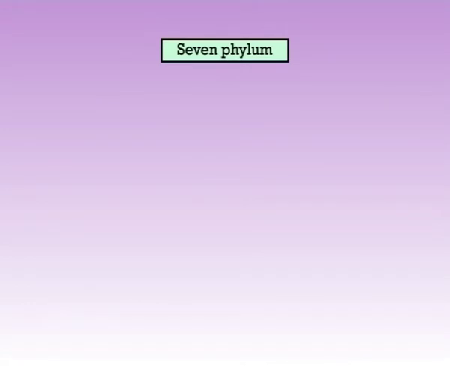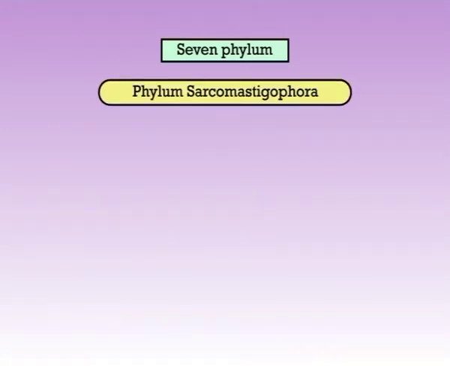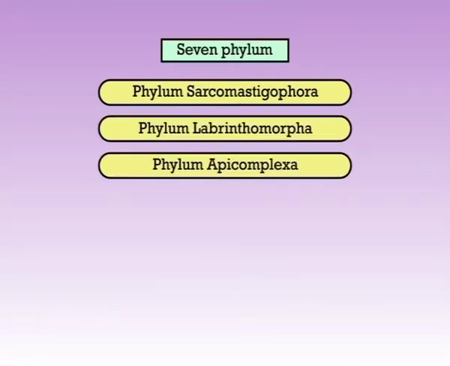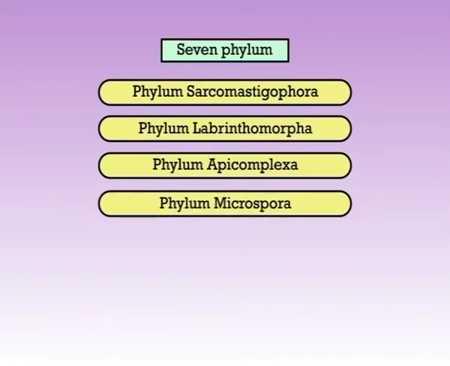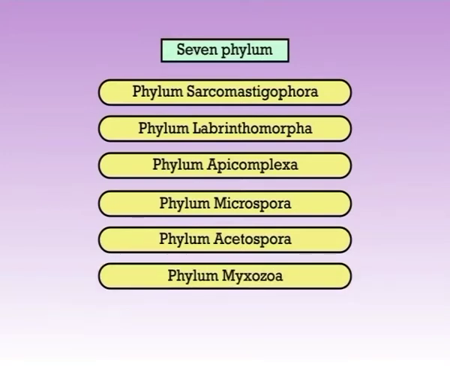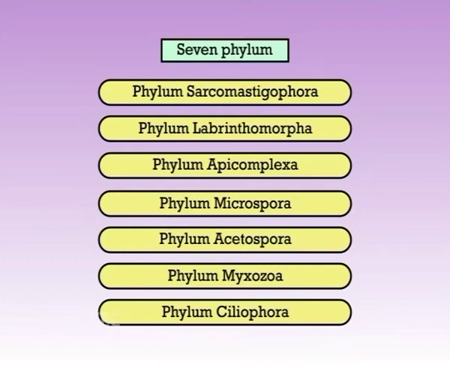So next, we'll see the classification of protozoa. Protozoa is considered a subkingdom of the kingdom Protista. Protozoa contains 7 of the 14 phyla found within the kingdom Protista. The 7 phyla include Phylum Sarcomastigophora, Phylum Labyrinthomorpha, Phylum Apicomplexa, Phylum Microspora, Phylum Acetospora, Phylum Myxozoa, and finally Phylum Ciliophora.